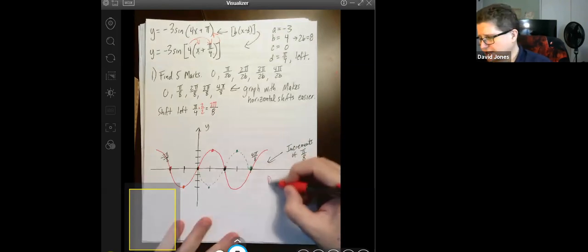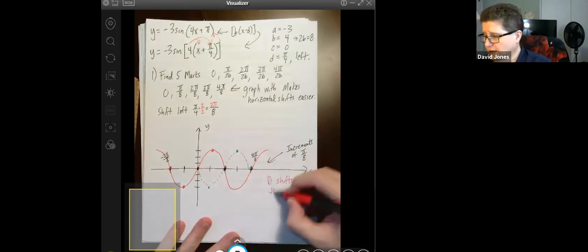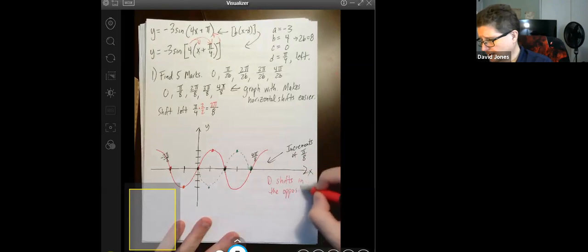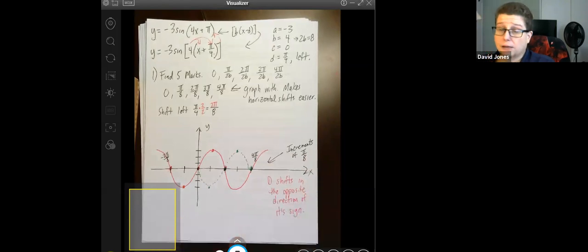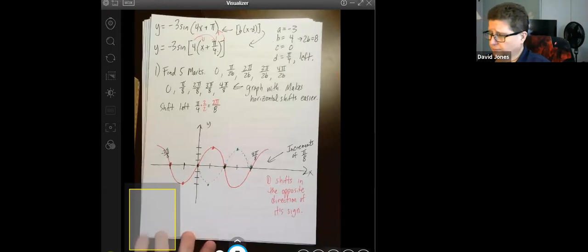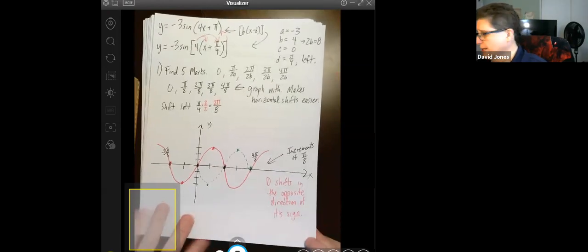So D shifts in the opposite direction of its sign. This is really easy to screw up. The horizontal shift is the easiest one to make the mistake on. Take your time with it. It goes the opposite direction, just like when we had graphing parabolas and stuff like that in algebra. All right, if you're ready for more, we'll do another.